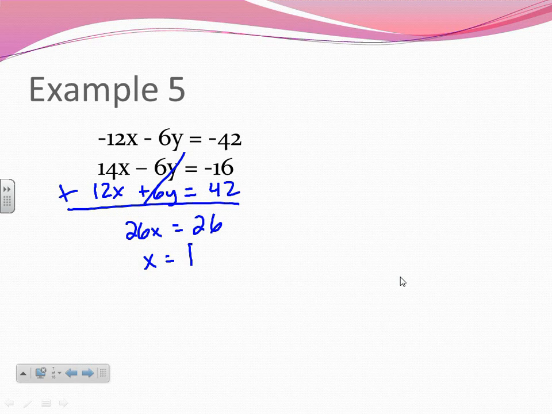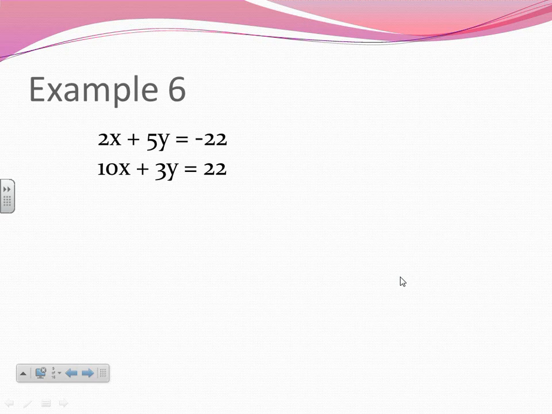No? Are you sure? So the first type, you already have opposites. You just add them together and go from there. The second type, all you need to do to make opposites is change all the signs in one of the equations.